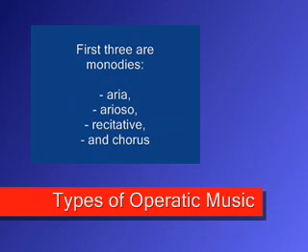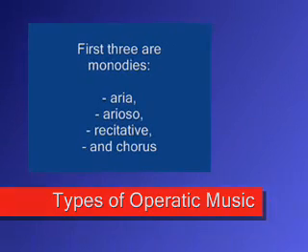The first three of them are monodies, that is, songs that have a melody with some sort of simple accompaniment. They are aria, arioso, and recitative. The last of them, chorus, is always a polyphonic composition that is not monodic in terms of texture.